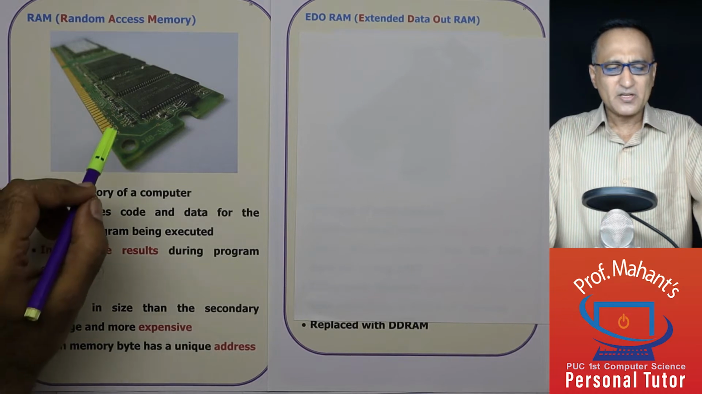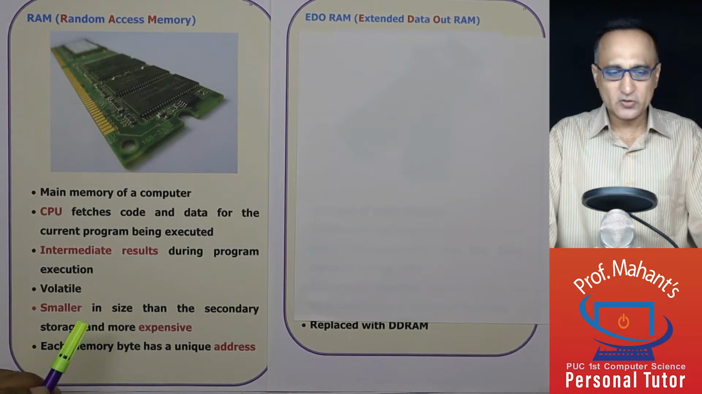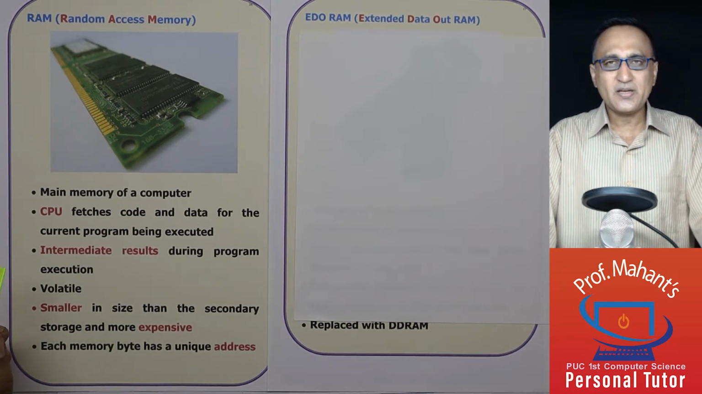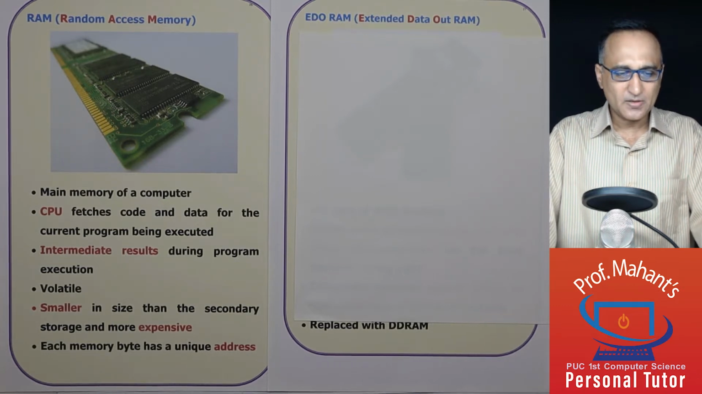RAM is very small compared to your hard disk or secondary storage or auxiliary storage. For example, if the size of your RAM is 4 GB, 8 gigabytes, 16 or 32 gigabytes, your hard disk will be at least half a terabyte, which is 500 GB or 1000 GB.